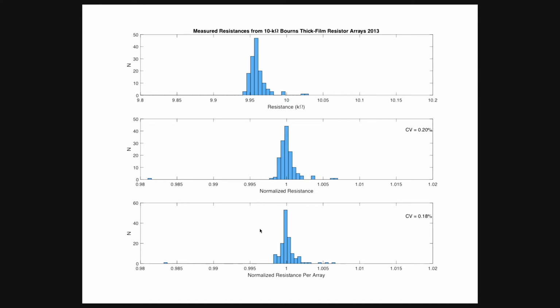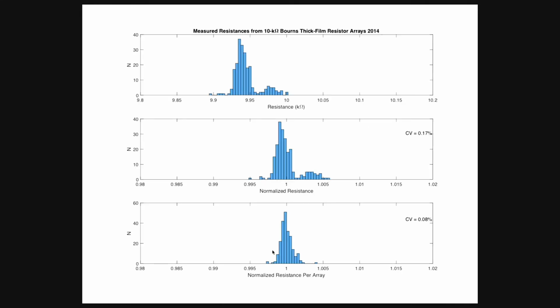So I have a feeling those outliers are more due to students in the class not following the instructions than they are to actual variations in the resistor values. So we'll have to some extent discount those. But that was 2013. This is 2014.